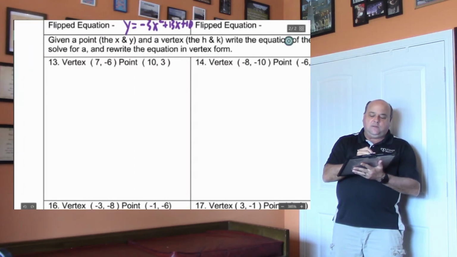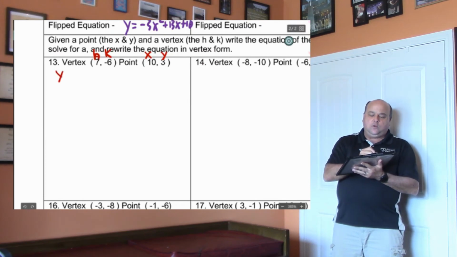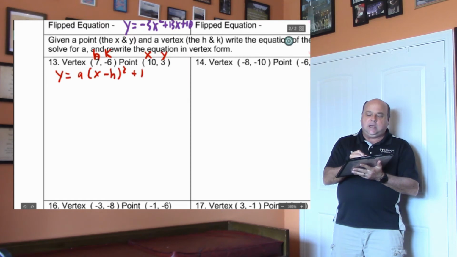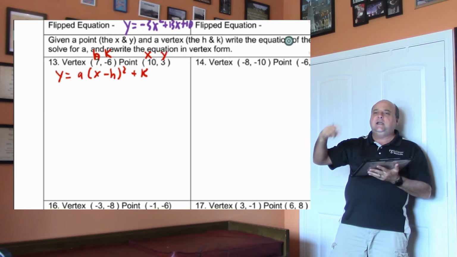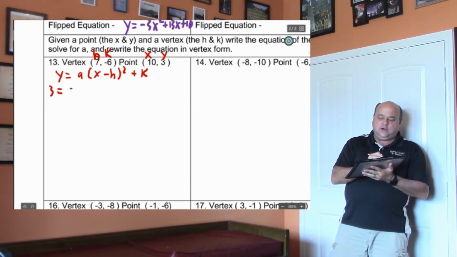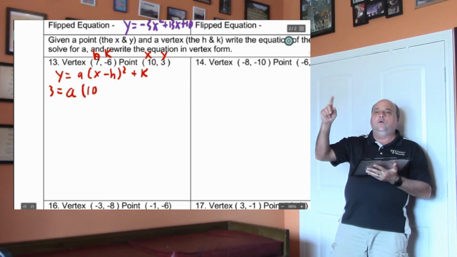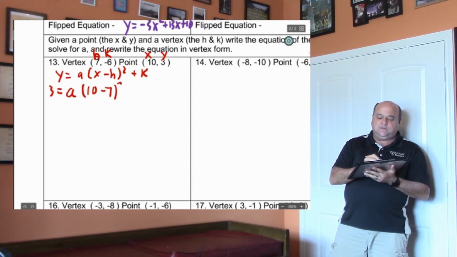On number 13, the vertex is my h and my k, and the point is my x and my y. So I'm going to write down the equation y equals a parentheses x minus h squared plus k. I know all of these letters but a. So I'm going to plug in everything and solve for a. So my y is 3 equals, I do not know a, parentheses, my x is 10. The only thing that flips is the h. So the positive 7 will turn negative 7 squared, and then minus 6.